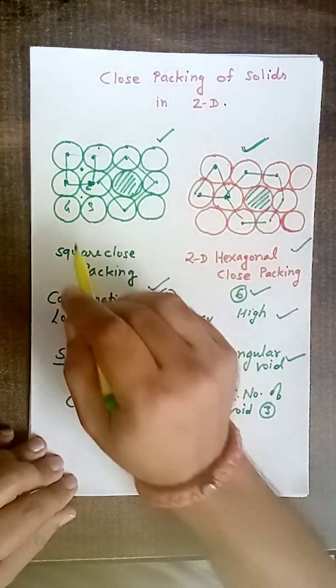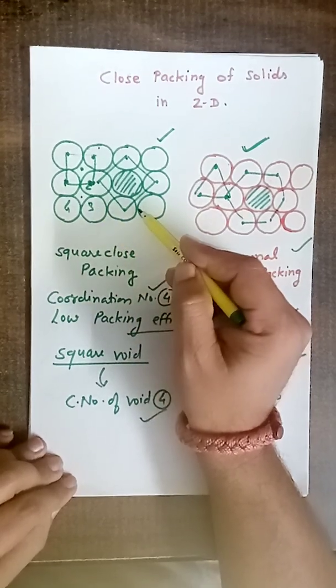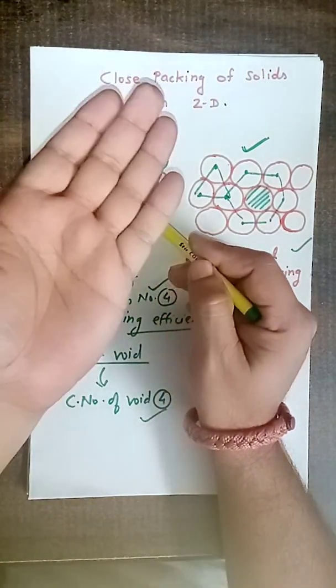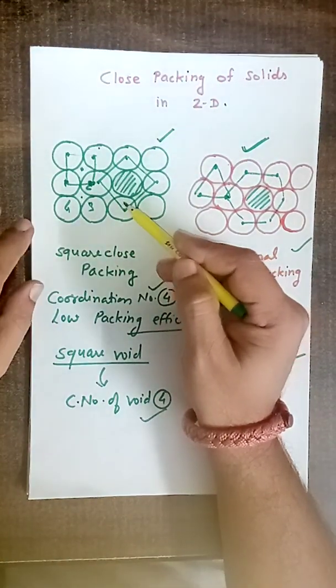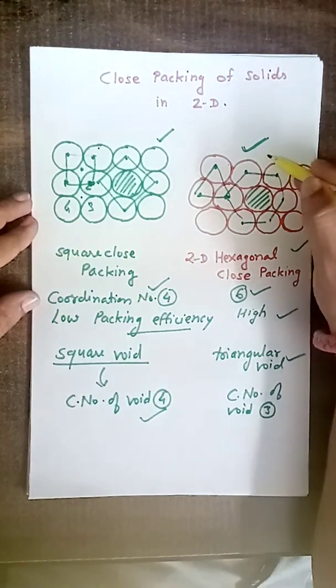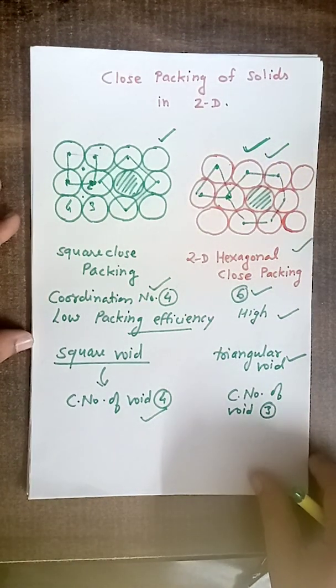Now because this is more stable, when you study packing in a 3-dimensional structure, so far we have drawn rows and columns. In a 3D structure we will draw layers. This is the first layer, over it the second layer, then over it the third layer. So when you draw first, second, third, fourth, fifth layer, each layer will have this hexagonal close packing structure, as this is more stable.